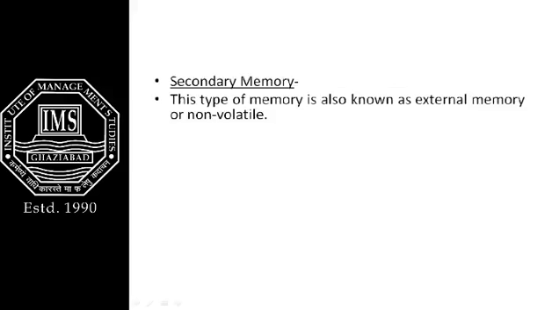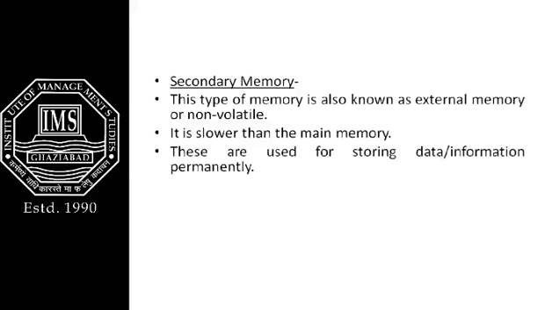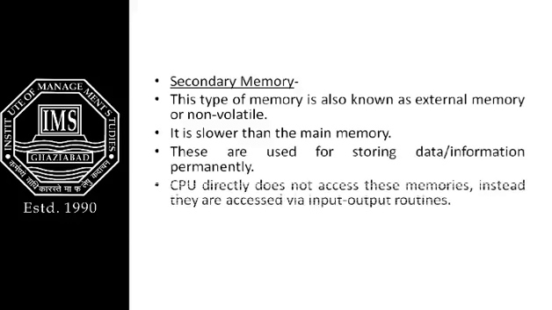Now comes secondary memory. This type of memory is also known as external memory or non-volatile memory, meaning data would not be lost if the power supply is switched off, and it is external to the computer. It is slower than the main memory. It is used for storing data and information permanently. The CPU does not directly access this memory. Instead, it is accessed via input and output devices or routines.